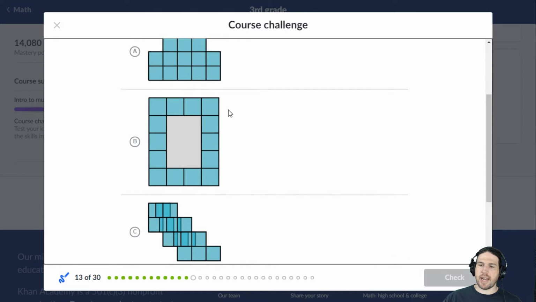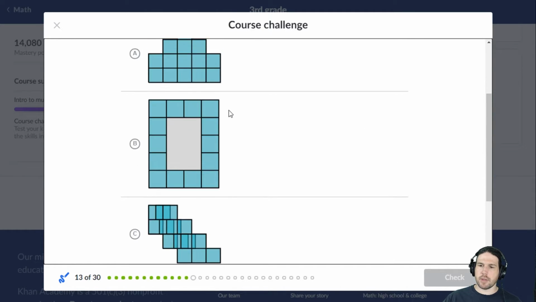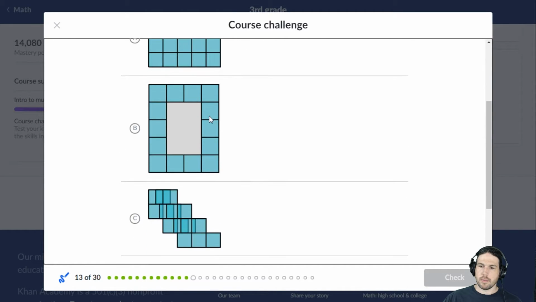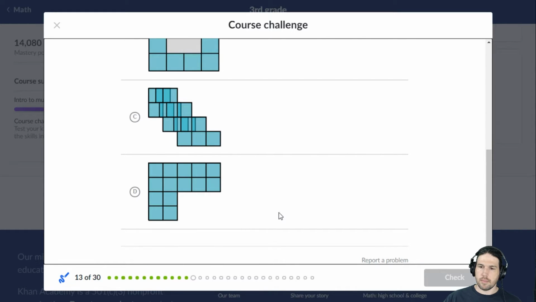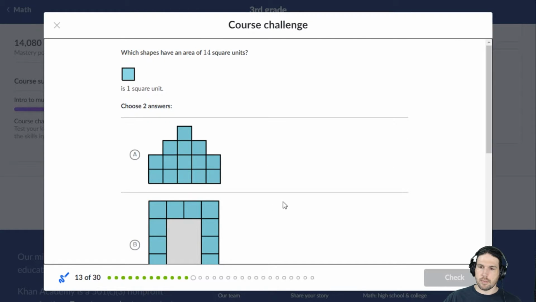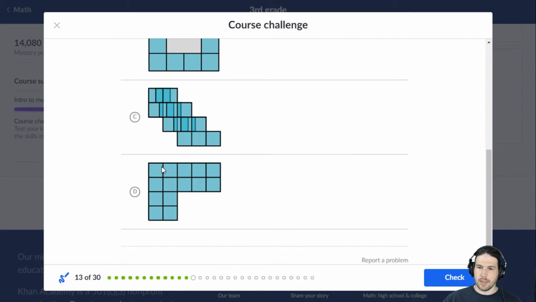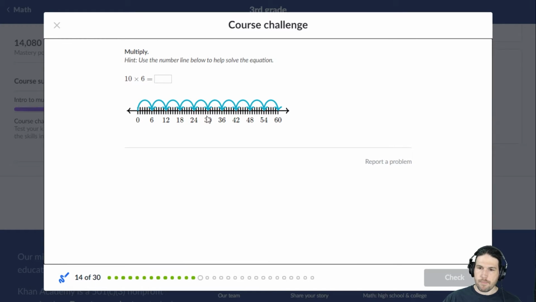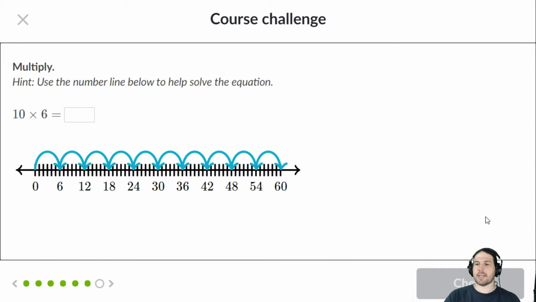Which shapes have an area of 14 square units? 3, 4, 5, 6, 7, 8, 11, 12, 13, 14. That one. 3, 4, 5, 6, 7, 8, 9, 10, 11, 12, 13, 14. And D. Multiply 10 times 6. I'm not giving you a lot of time on that one. That's 60.